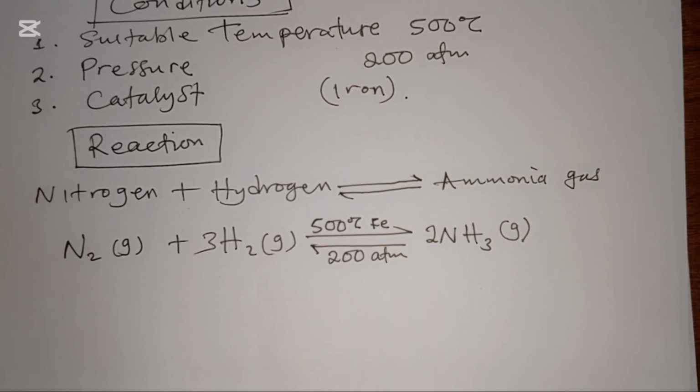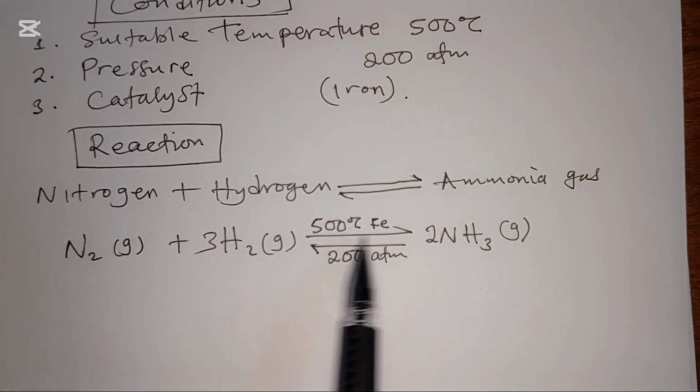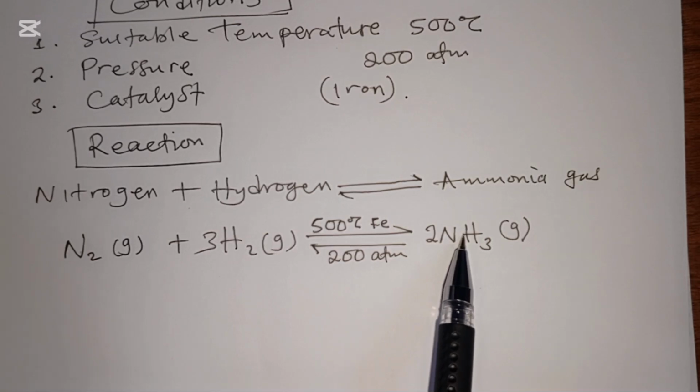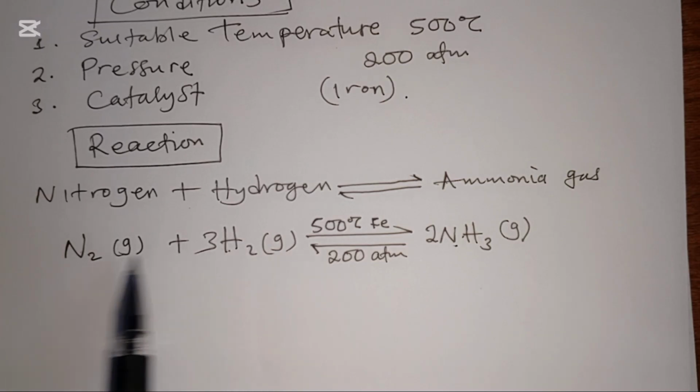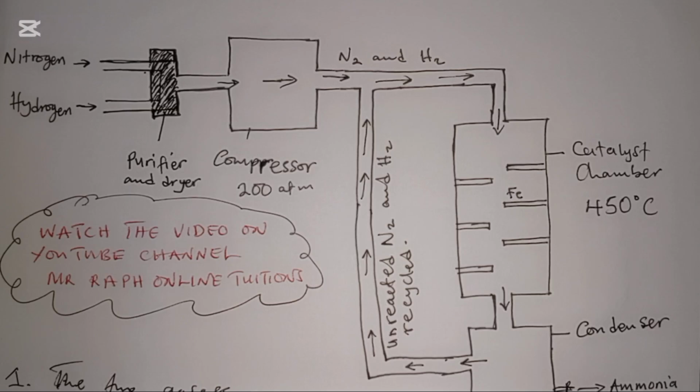This reaction is an exothermic reaction. When we move from nitrogen plus hydrogen to ammonia, the reaction is exothermic. But when I move from ammonia giving hydrogen and nitrogen, it is endothermic. So the Haber process, the forward reaction, is exothermic.